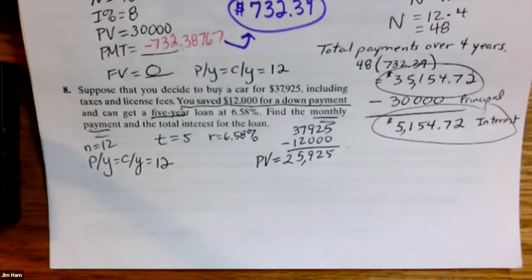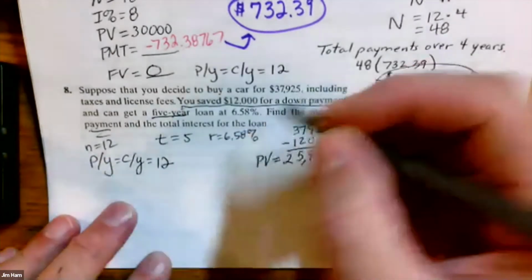All right, I think we have all the information that we need. It says find the monthly payment and the total interest. So there it is again, that kind of a two-step problem. Find the monthly payment, we use the TVM solver.